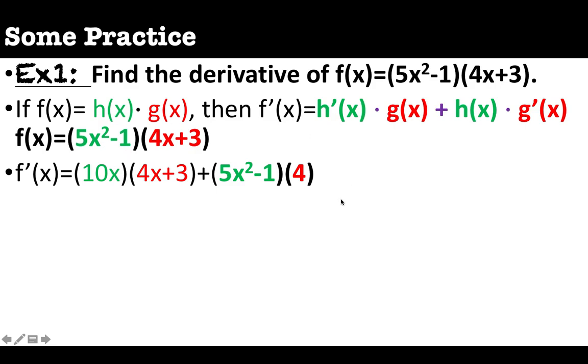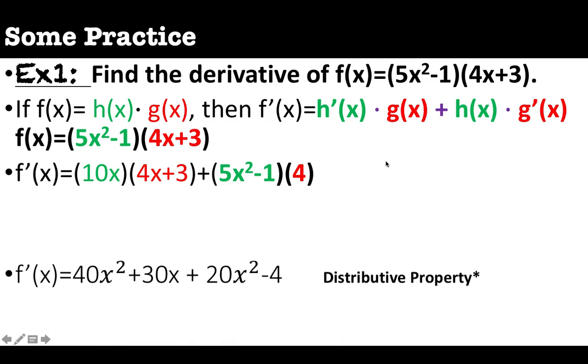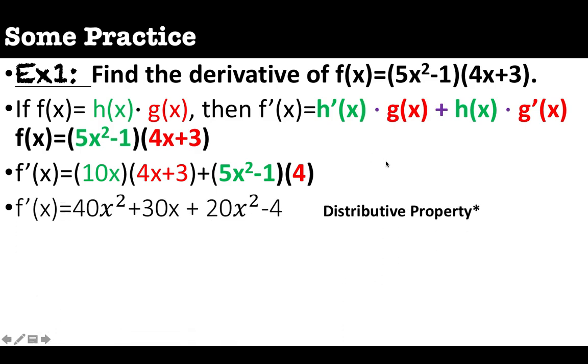Okay, once we have this set up, we're going to go ahead and just do some arithmetic. Combine like terms, and then we'll be done. So 10x is going to distribute. This 4 is also going to distribute. Then we're going to combine like terms. So 40 plus 20 is going to be 60x squared plus 30x minus 4. And I think I've done all I can. I've found the derivative, everybody.